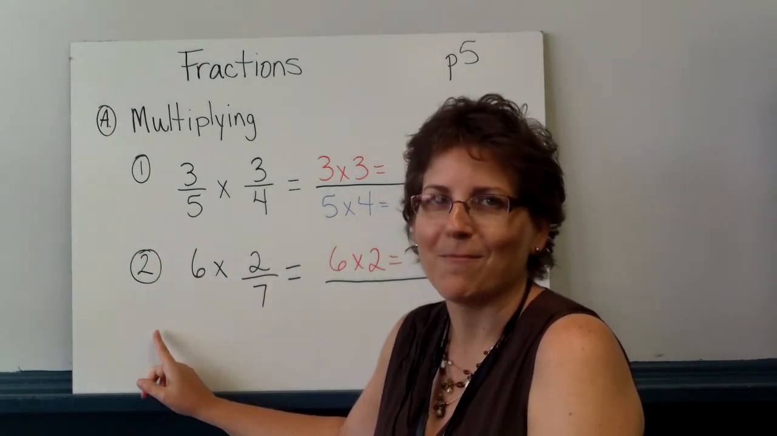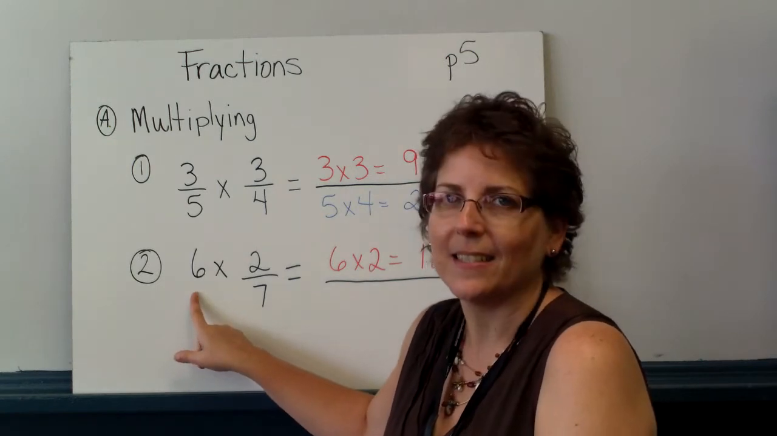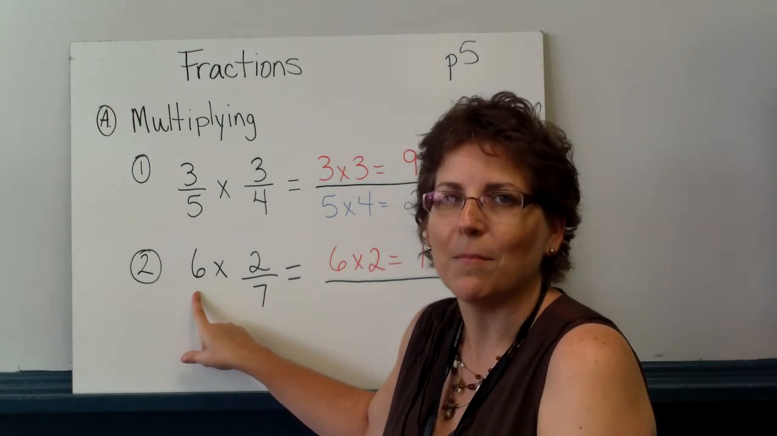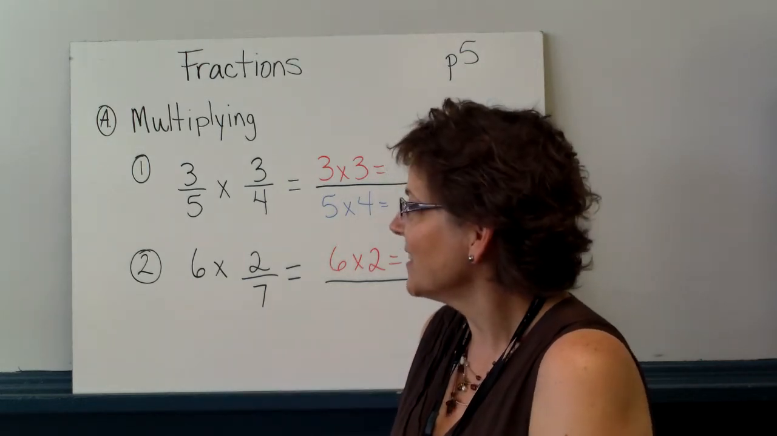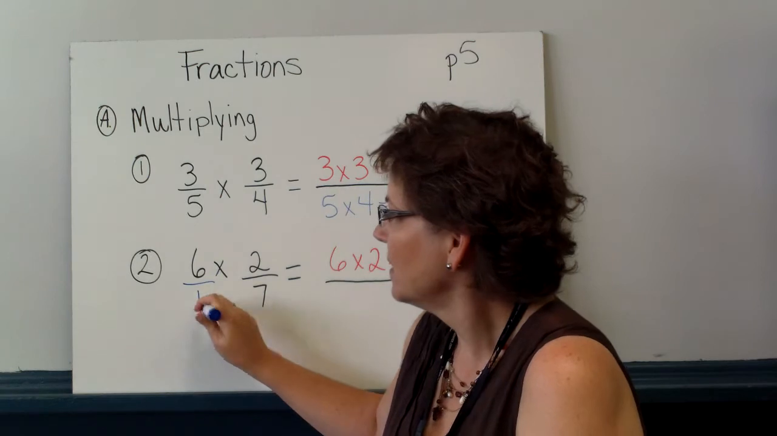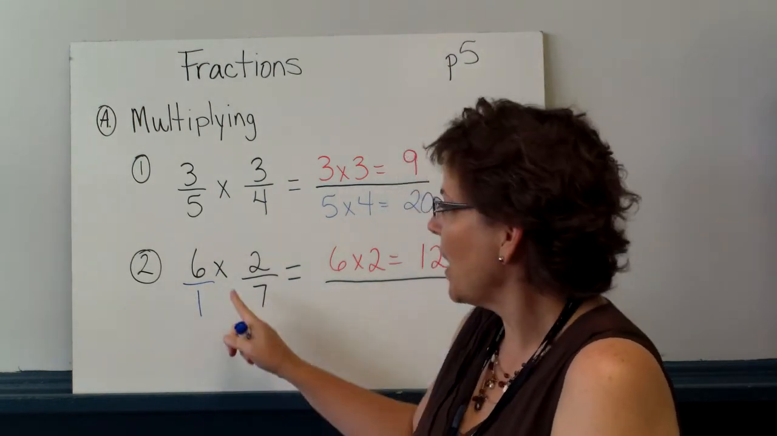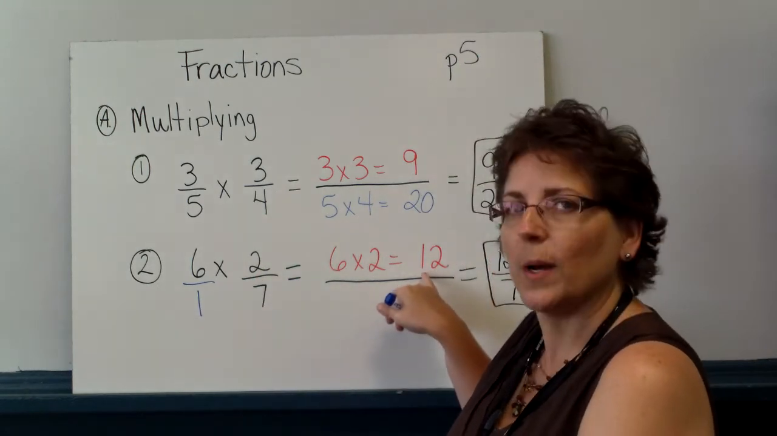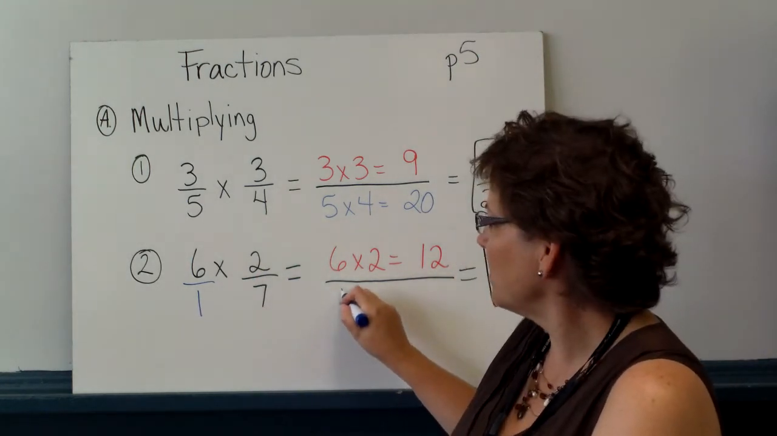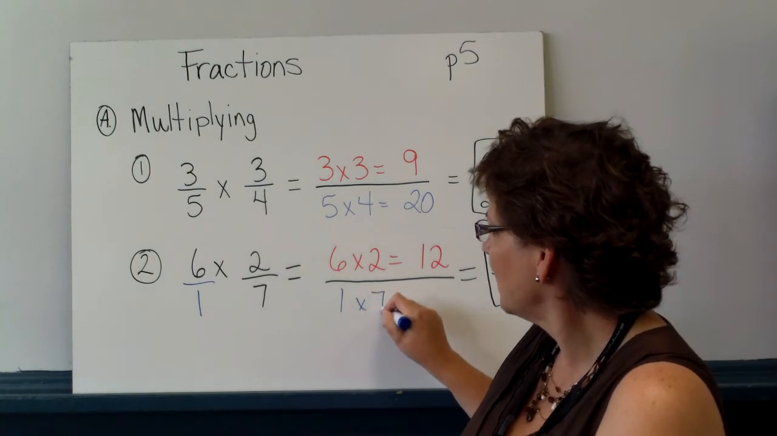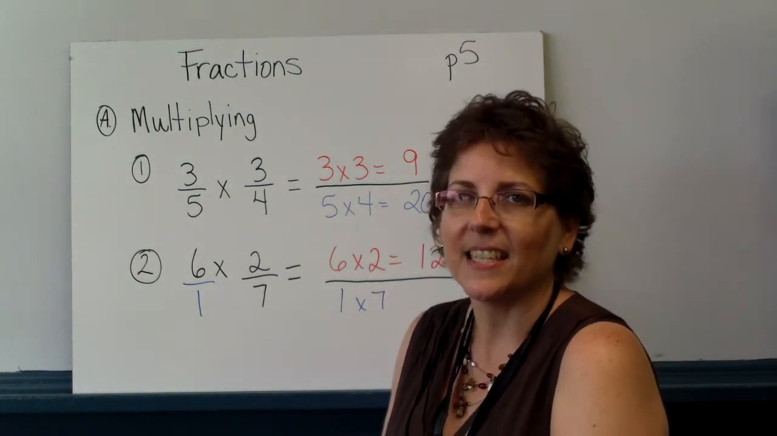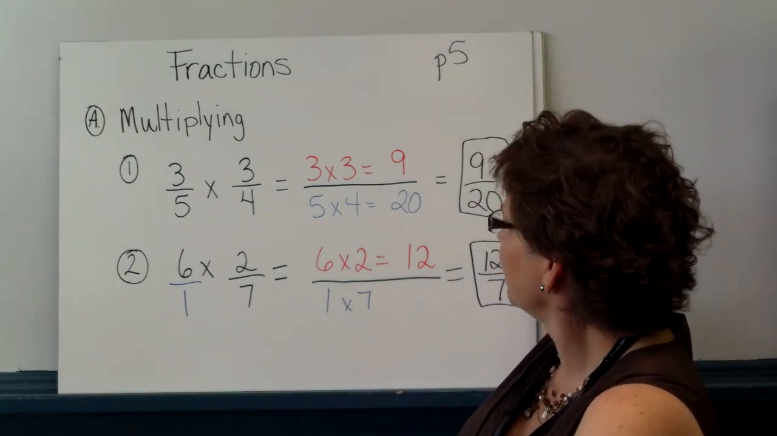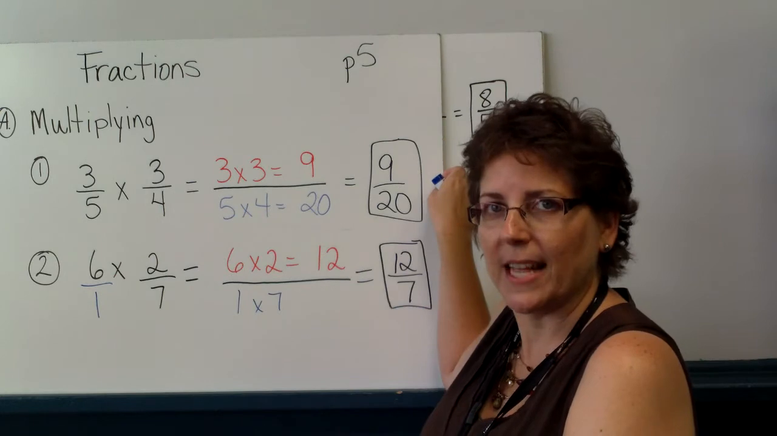Problem 2 is another multiplying problem, and this time we're doing 6 times 2/7. We need to remember that 6 is a whole number, and it's the same thing as having 6/1. So in this problem, we're going to multiply 6 times 2 on top, and that's going to give us 12. On the bottom, we're multiplying 1 times 7, and that's going to give us 7 as the denominator. So the answer for this problem is 12/7.